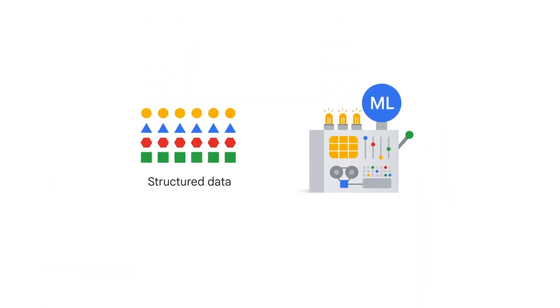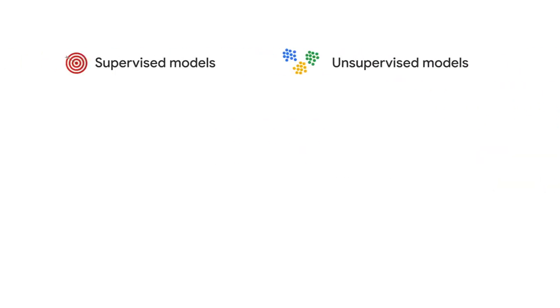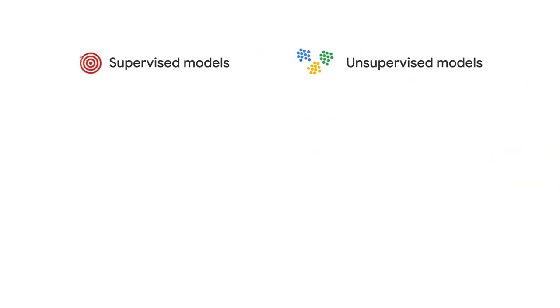When using a structured dataset in BigQuery ML, you need to choose the appropriate model type. Choosing which type of ML model depends on your business goal and the datasets. BigQuery supports supervised and unsupervised models. Supervised models are task-driven and identify a goal. Alternatively, unsupervised models are data-driven and identify a pattern.